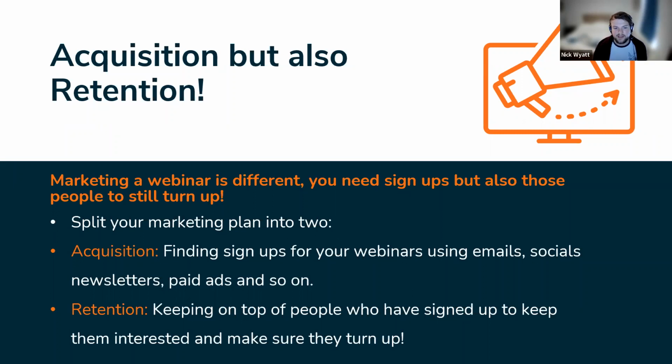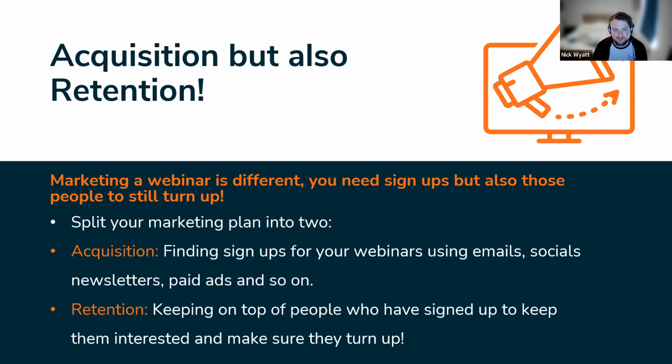Now, an acquisition plan you would go about any way you normally would. I've put the examples that we use here: emails, socials, newsletter, paid ads, and so on. But different organizations and the different types of webinars you're going to hold will be run very differently. It could be that you communicate directly with your users and ask them to turn to things or sign up for things. Like I said, it really depends on your own marketing tactics, but that's the first step.